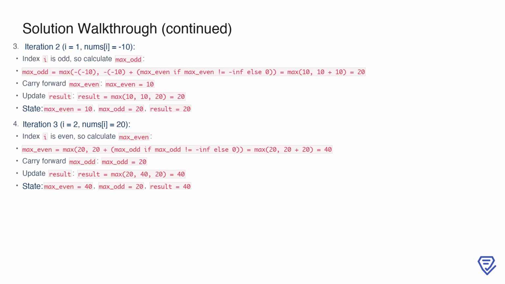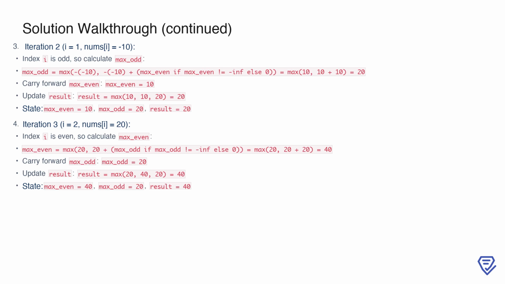In the second iteration, the element at index 1 is -10. As the index is odd, we calculate max_odd as the maximum of the positive version of this number, which is 10, and 10 plus the previous max_even value, which is 10. This gives us max_odd equals max(10, 10 + 10), resulting in 20. The value of max_even is carried forward as 10, and result is updated to the maximum of max_even, max_odd, and its current value, resulting in result equals 20.